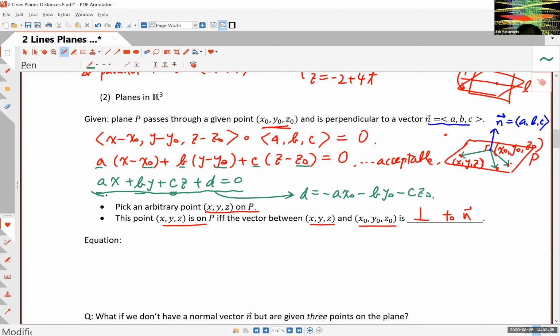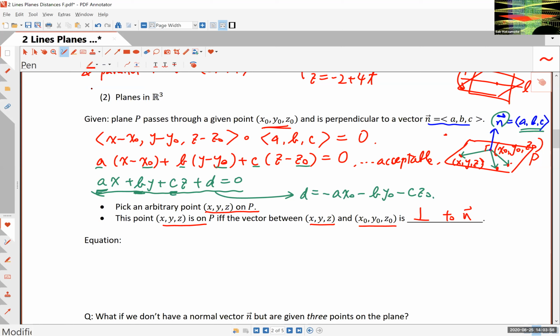Of course the d changes, but notice here, A, B, C are coefficients of x, y, and z, and those are exactly the components of our normal vector. So by looking at an equation of a plane, you can always tell what a normal vector is. Just read the coefficients for x, y, and z respectively, and you will have a normal vector. That is awesome, right? Because you can just read it off the equation. Again, this is as easy as A, B, C.